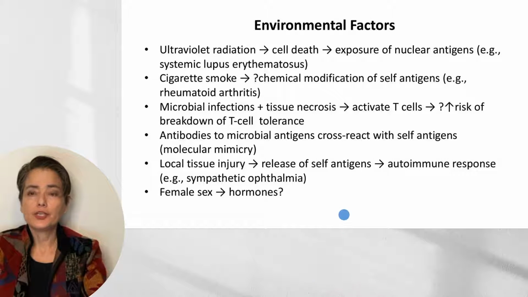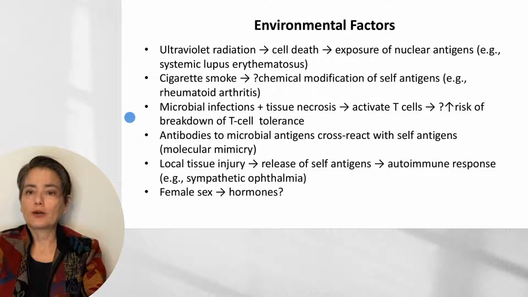The other issue is environmental factors, and we know some environmental factors that play a role in autoimmunity. The connection between ultraviolet radiation and cell death with the exposure of nuclear antigens is fairly clear in systemic lupus erythematosus. Individuals with this disease will get a lupus flare if they spend too much time out in the sun with ultraviolet radiation. Cigarette smoke is thought to perhaps chemically modify self-antigens. An example of this is in rheumatoid arthritis.